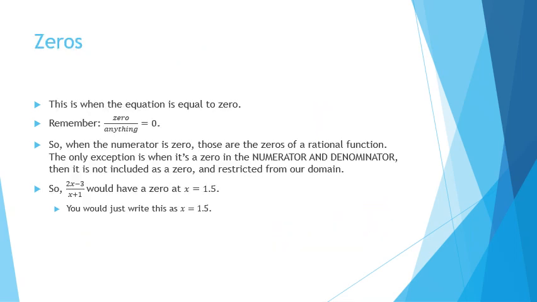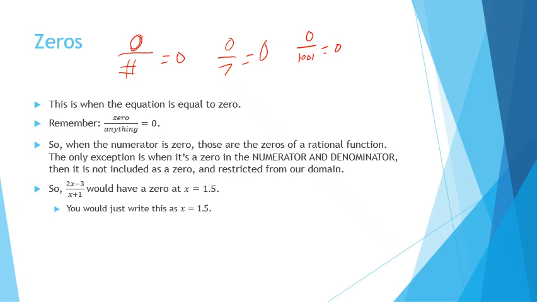All right, now the zeros. The zeros are when the equation is equal to 0, obviously. But remember, when we're dealing with fractions, 0 over any number will always be 0. 0 over 7 is 0. 0 over 1,001 is 0. So it doesn't matter what's at the bottom. We just want to figure out, this time, where the numerator is equal to 0. And those are going to be our zeros, except for one exception.